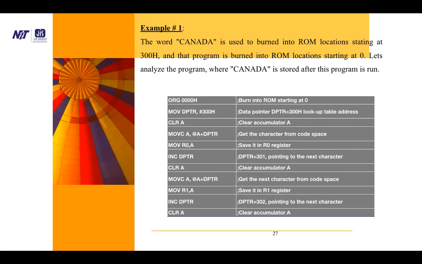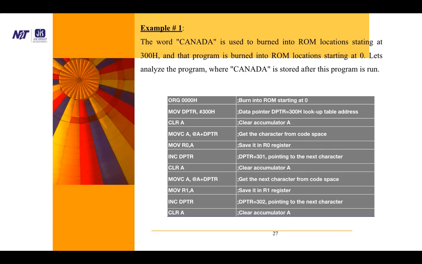Example 1. The word Canada is burned into ROM locations starting at 300H, and the program is burned into ROM starting at 0. Let's analyze the program where Canada is stored after it is run. ORG 000H burns into ROM starting at 0. MOV DPTR, #300H sets the data pointer DPTR to 300H, the lookup table address. CLR A clears accumulator A.